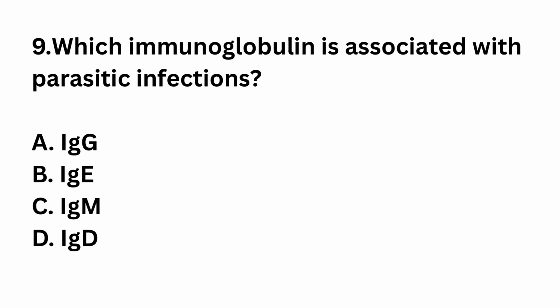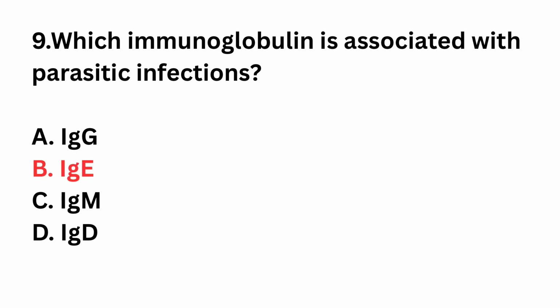Question number 9. Which immunoglobulin is associated with parasitic infections? IgG, IgE, IgM, IgD. The right answer is option B, IgE. IgE binds to eosinophils and mast cells during parasitic infections. It plays a major role in defense against helminths.